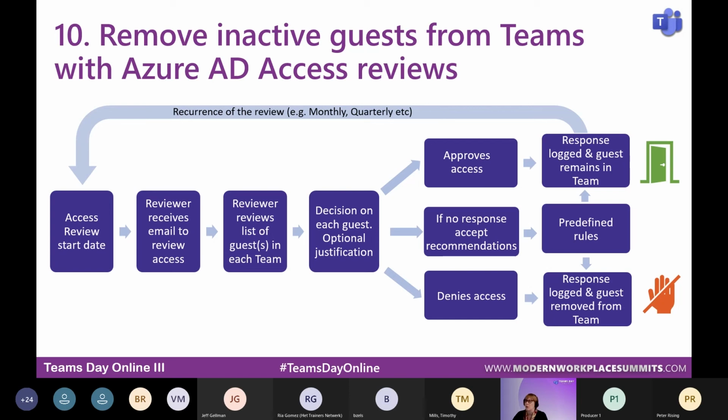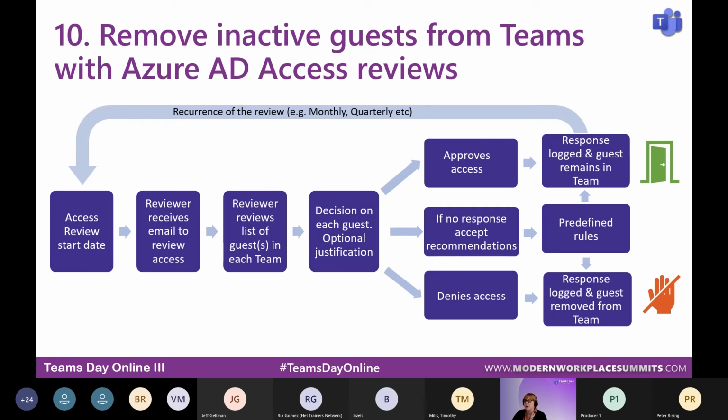There are also additional options here, so you can put in some rules around what happens if the reviewer doesn't respond, and you can also have recommendations as well. So you can look to see if that person has accessed within the last 30 days, and if they have, then the recommendation is to keep them in the team. If they haven't accessed in 30 days, the recommendation would be to remove them.